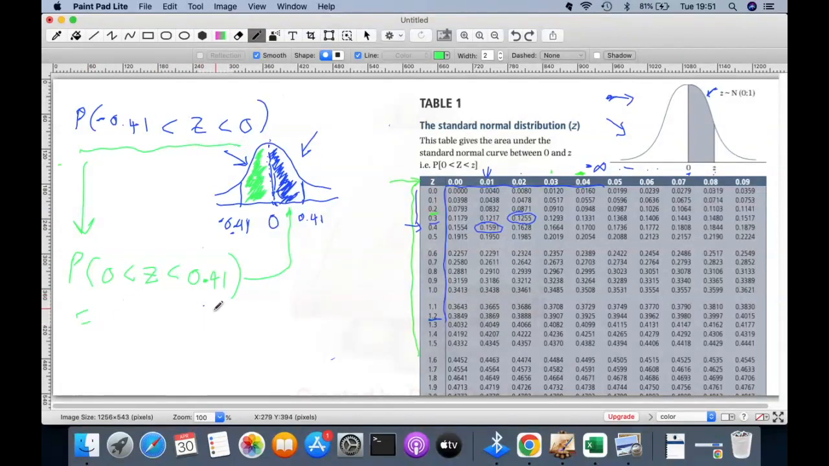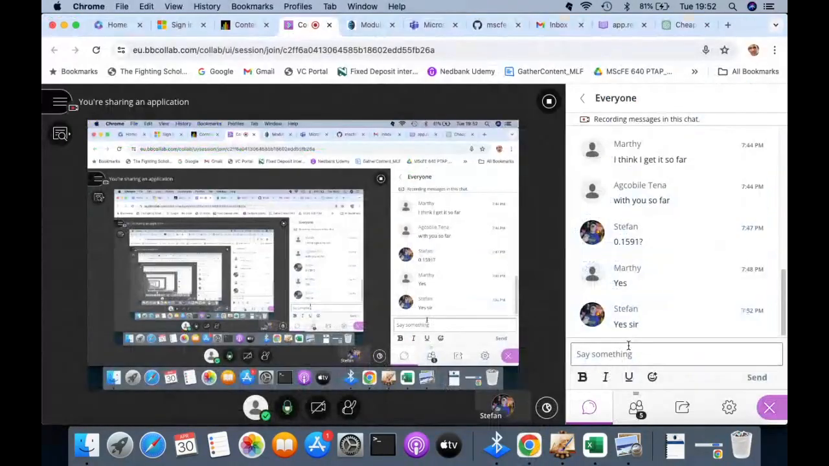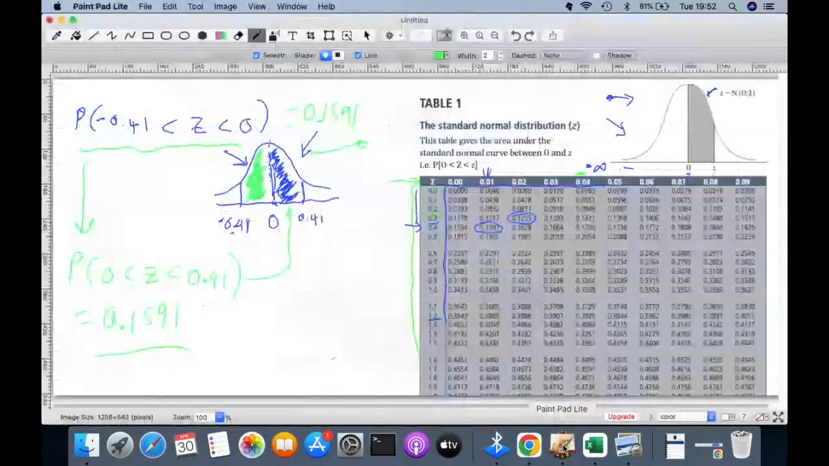That's exactly what you just worked out before, Stefan. It was 0.1591, so it's the same thing. These two areas are the same. It's 0.1591 because of symmetry. Okay, does that make sense? So when you're given negative Z values, you use the property of symmetry to solve it. Fantastic. Great. Good.